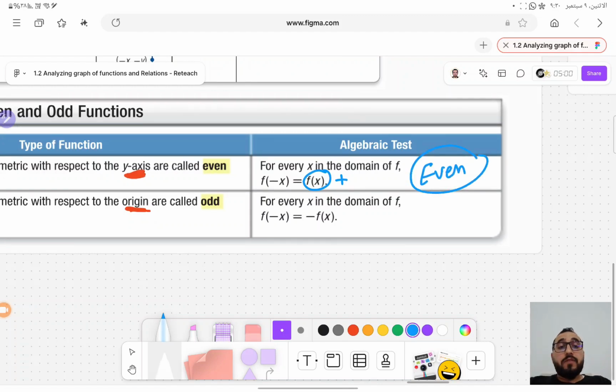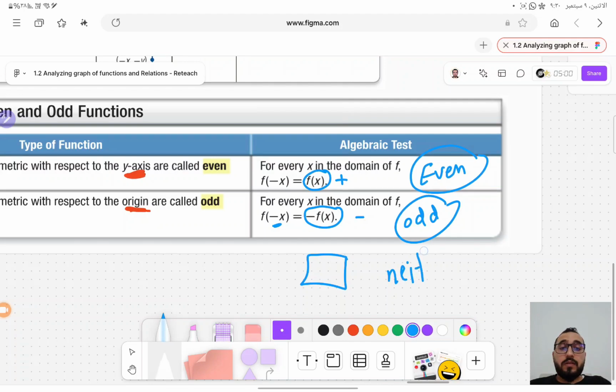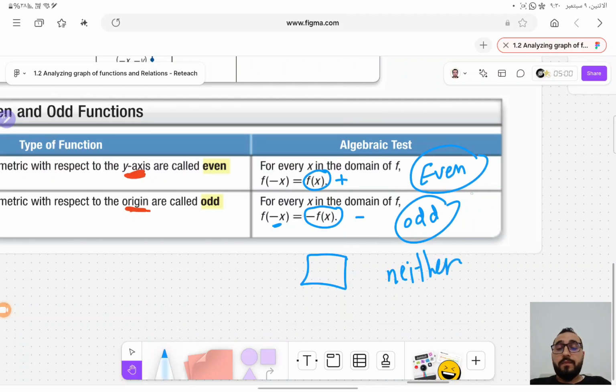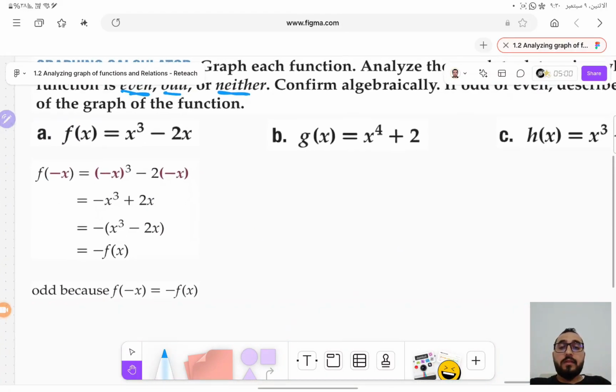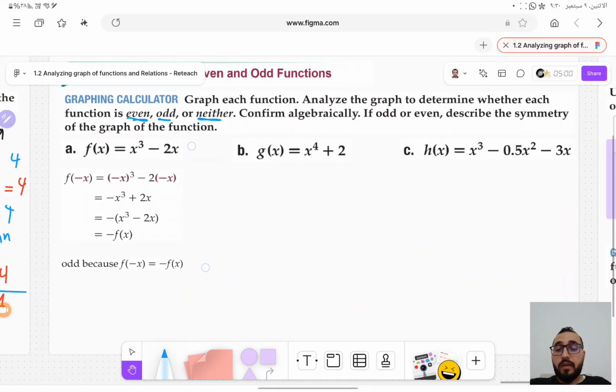So if you add negative for every x in the question and it stays the same, it will be even. When you apply negative x and the answer is negative, this one is an odd function. And if the question changes and does not become positive or negative, this one we call neither. Okay, now let's go to the questions and examples, and let's try.